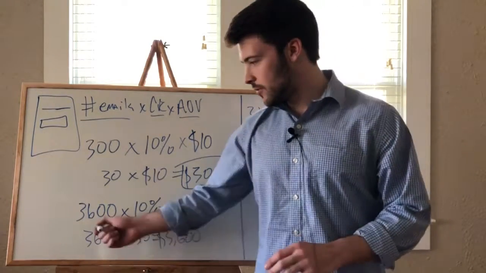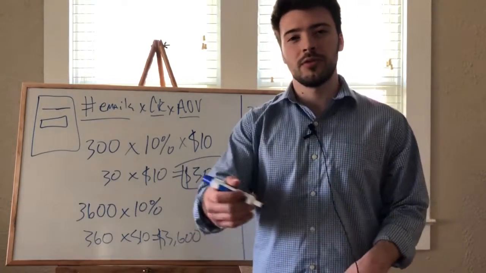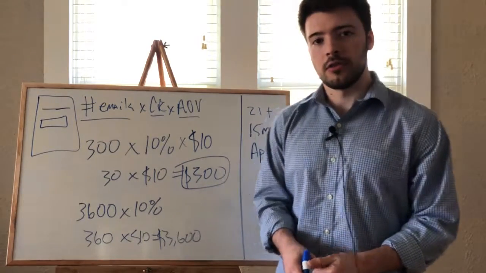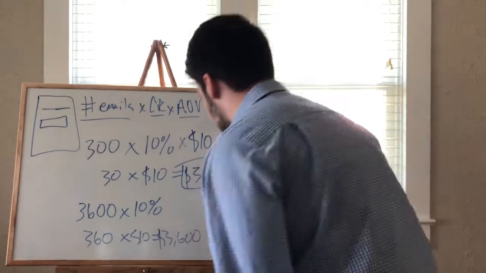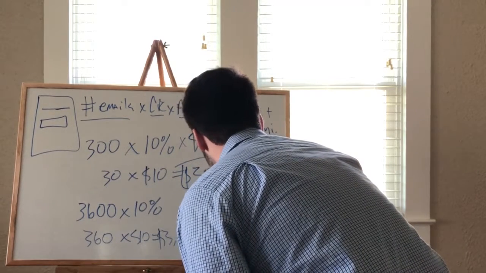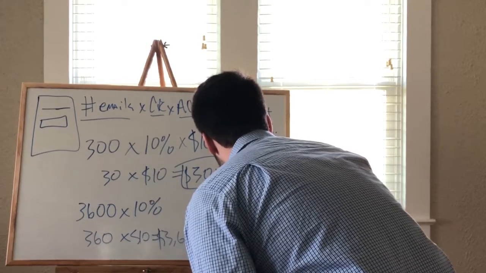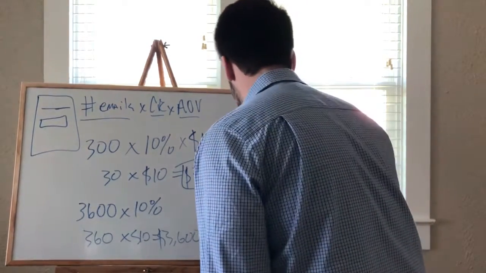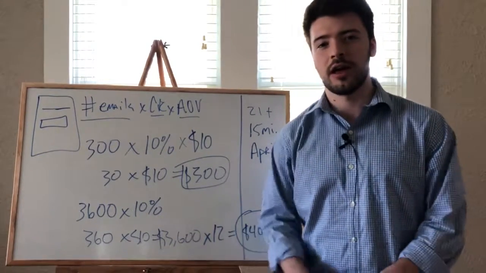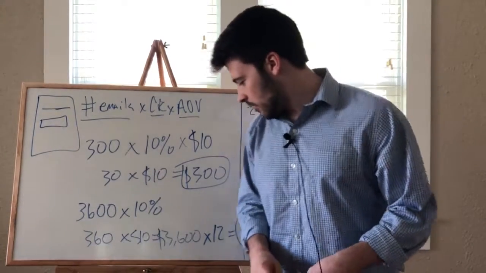So you have this list of 3,600 people, you send out one email and you make this much in a month, but what happens if you continue to do that once a month for a year, right? So you send out one email a month, we would multiply this by 12 months, and that would equal $40,000. I don't really know the exact number, but it's going to be more than $40,000, right?